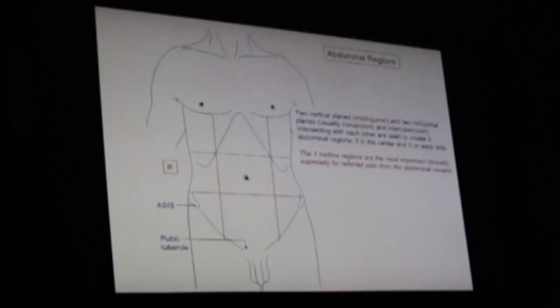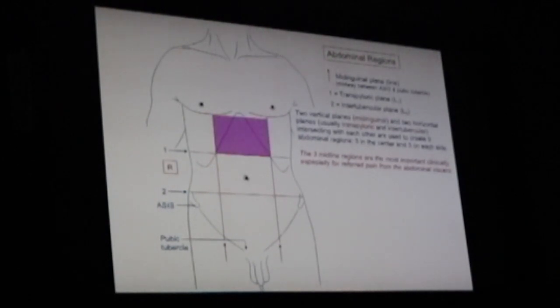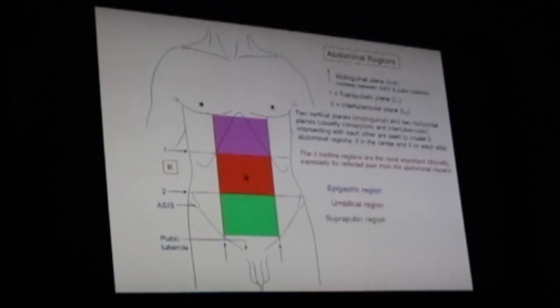One is set between the two tubercles of the iliac crest, and there is another one. Number one is at the pylorus of the stomach, across the transpyloric plane. And the second one is between the two tubercles. Make sense? Now someone said it very nicely, so I'm coloring up these regions. This is my epigastric region, this is my umbilical region, this is my suprapubic region. Now what is the significance?